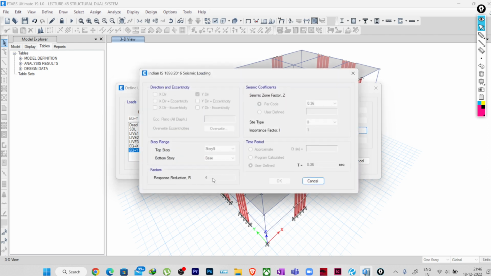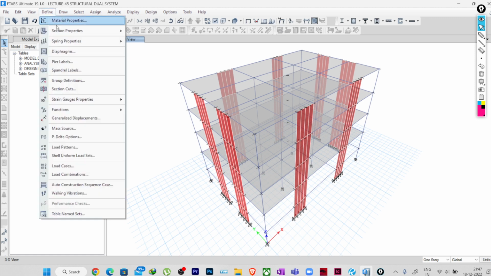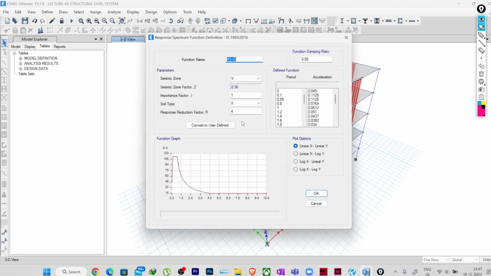Okay, so here you can see I have considered 4. And also when you are doing the dynamic analysis and defining the dynamic loads for design, as we have defined the response spectra, here in the response spectra also the response reduction factor needs to be changed as per the structural system that you have chosen. Okay, so here in both the cases I have taken the response reduction factor as 4.